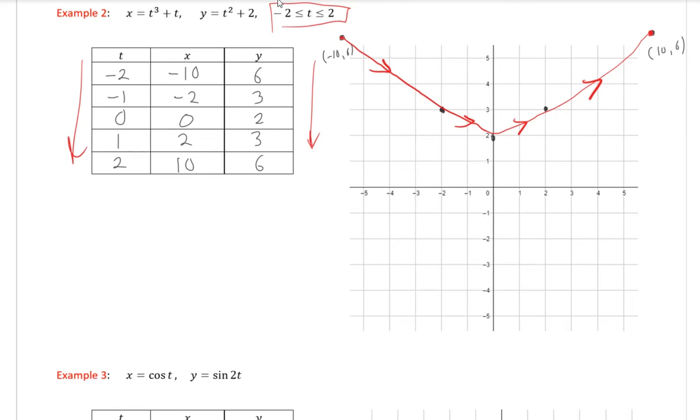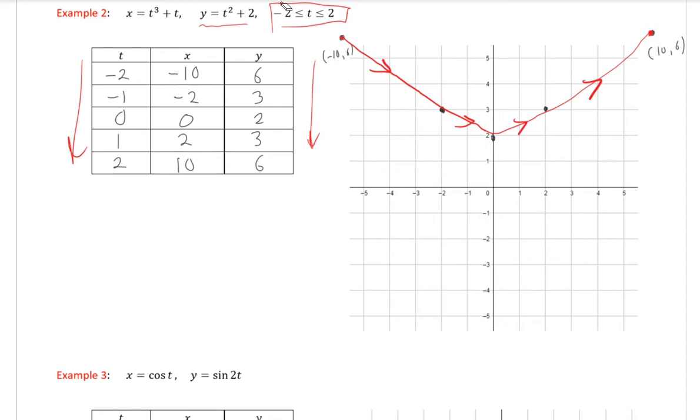The equation is not going to be as simple. If we notice here, we have x equals t cubed plus t. That means it's going to be relatively difficult to get t by itself completely. It'll be a lot easier actually for y to get t by itself and then plug in. So that's what we're actually going to do here. So we're going to take y equals t squared plus 2.